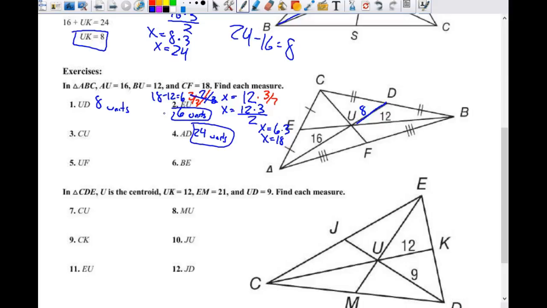And then we should have another answer. We know what EB is, or BE. What was BE? 18.